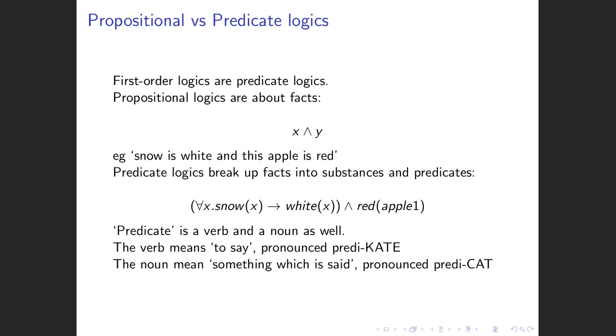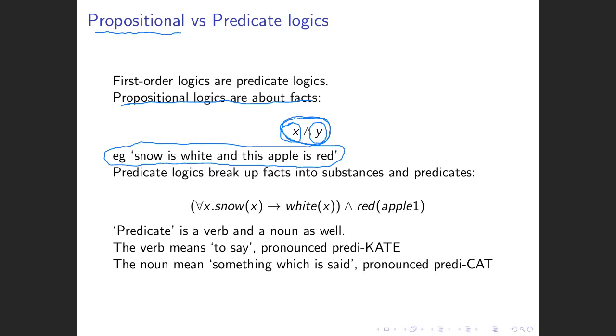So last week we discussed propositional logics. And propositional logics are logics about facts. Remember, we looked at expressions like this. This is x and y. And we talked last time about what x and y are typically used to represent. And the point is that x and y are representing facts about the world. So this expression here, x and y, could be intended to mean something like snow is white and this apple is red, where x is meaning snow is white and y is meaning this apple is red. What you notice then is that in propositional logic, we can only talk about facts.